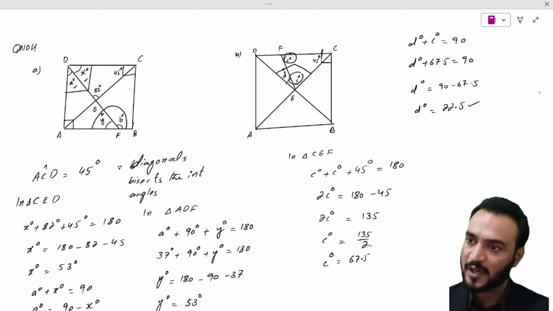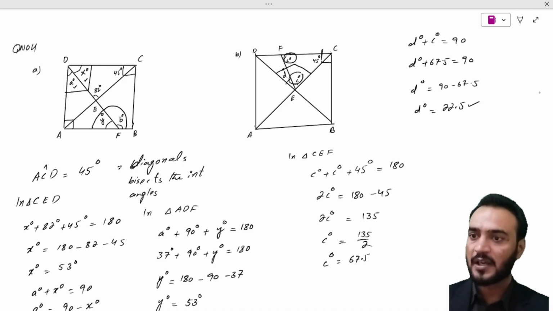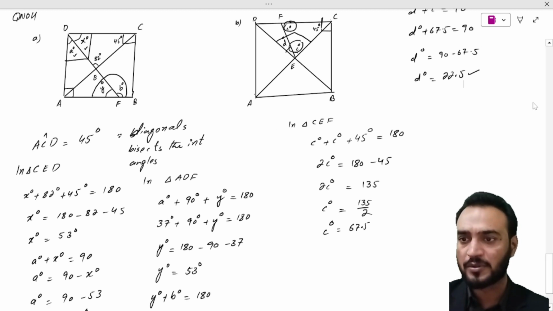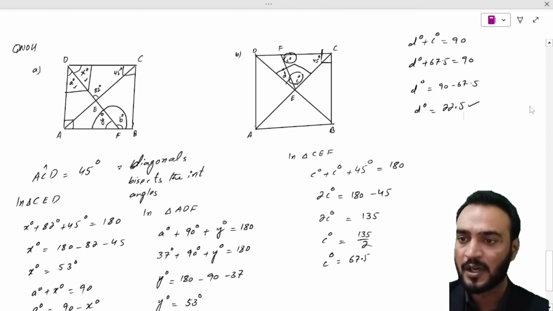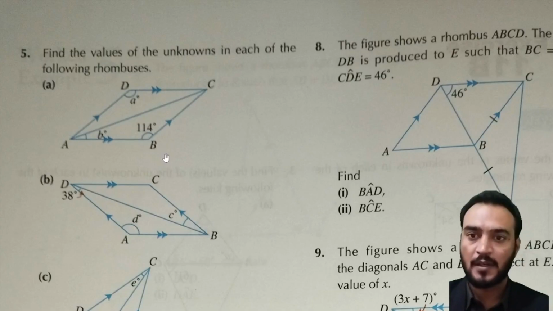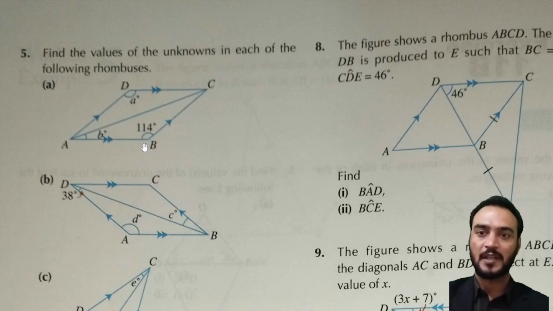22.5. So this becomes the answer of the question. Hence, we have found all the unknowns in part B of question number 4. Now let us solve question number 5. And question number 5 is this.